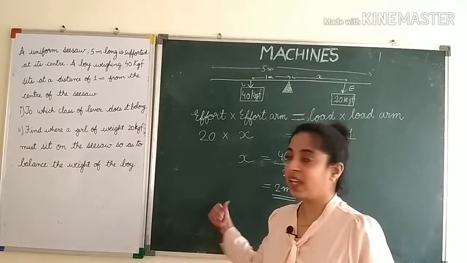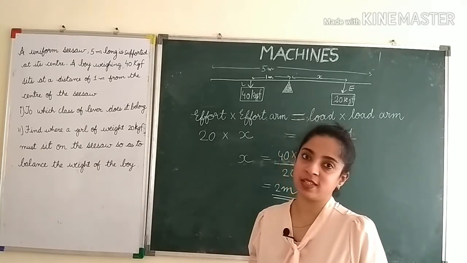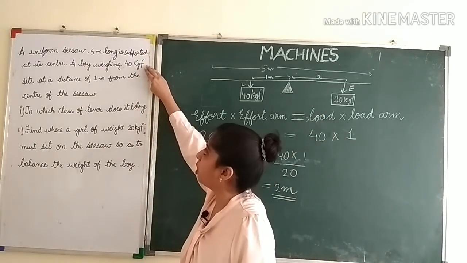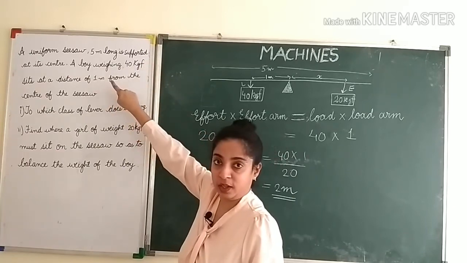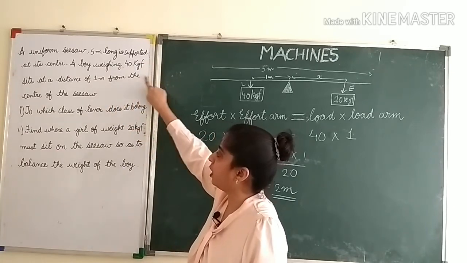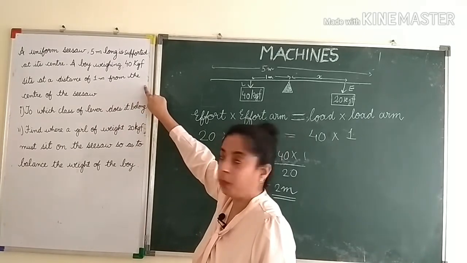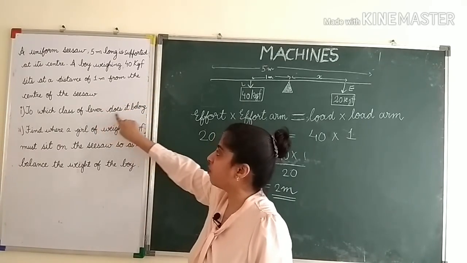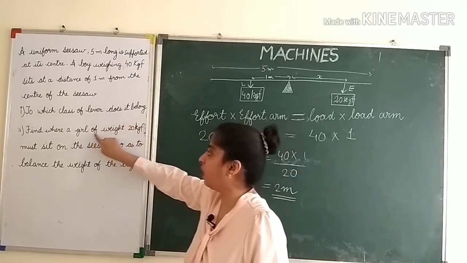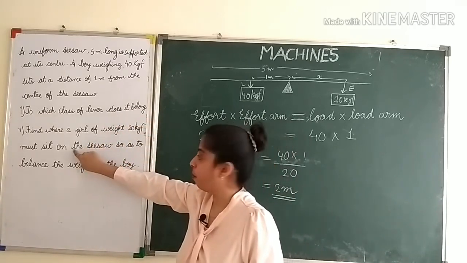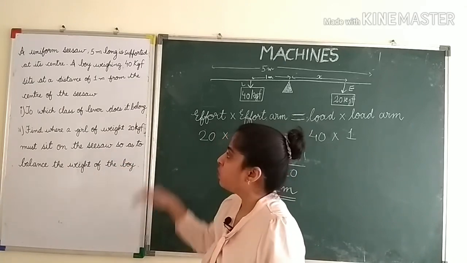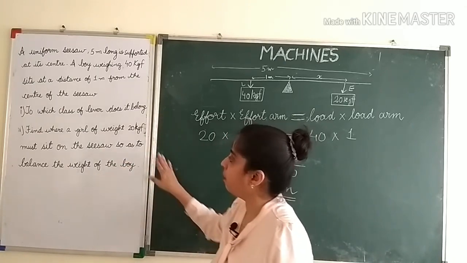Let's look at another example which is most commonly asked in exams. A uniform seesaw 5 meter long is supported at the center. A boy weighing 40 kgf sits at the distance of 1 meter from the center of the seesaw. To which class of the lever does it belong? And find where a girl of weight 20 kgf must sit on the seesaw so as to balance the weight of the boy. So we'll take one question at a time.